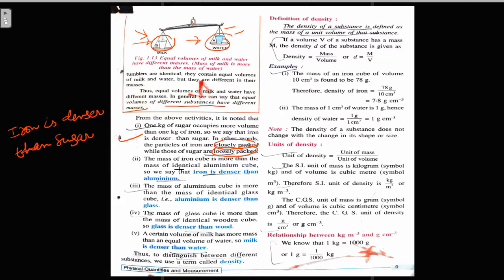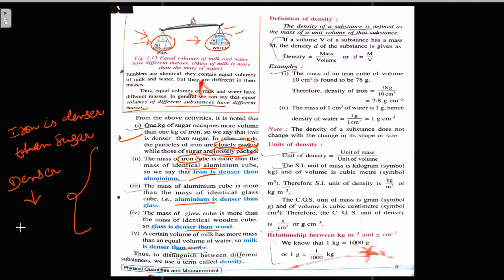In the same way, the mass of an iron cube is more than the mass of an identical aluminium cube because iron is denser than aluminium. The mass of an aluminium cube is more than the mass of an identical glass cube, or we can say that aluminium is denser than glass. In the next activity, glass is denser than wood and milk is denser than water. So what is here? We have used the word denser.